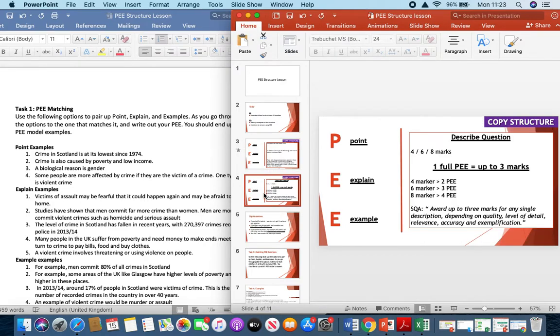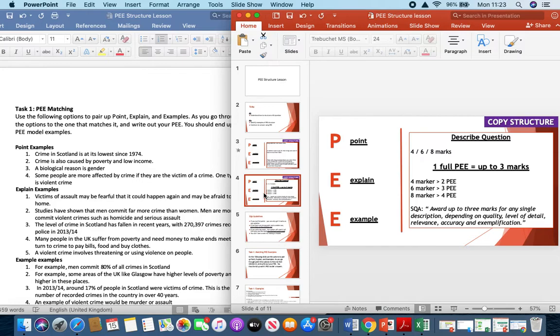Your PEEs can be 4 markers, 6 markers, or 8 markers. Your 4 markers are normally no more than 2, so it's a less than sign. A 4 marker is basically 2 PEEs. So you want to do 2 PEEs on a 4 marker. They don't normally have quite as much detail. For a 6 marker, at least you want to get 2 really solid PEEs.